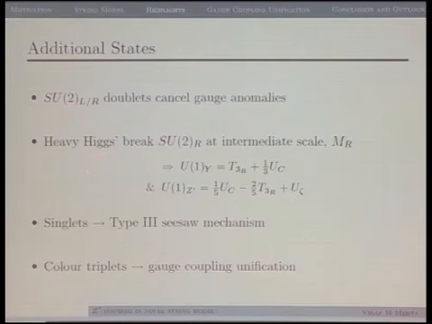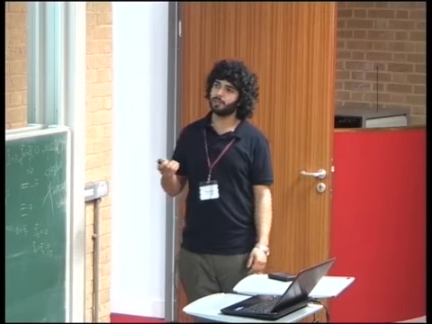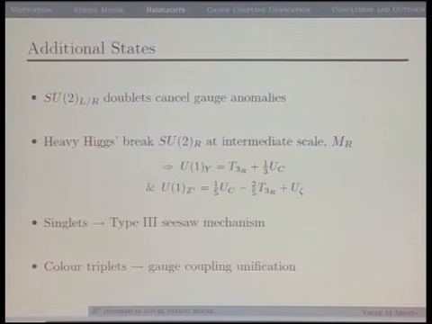We require a heavy Higgs in order to break our SU(2)_R symmetry. That'll break at some intermediate scale and give us our hypercharge embedding, and the orthogonal combination will give us our light U(1). We have singlets in the model from the string states that will allow us to incorporate a type 3 seesaw mechanism in the model. And we also have additional color triplets that originate from twisted planes, as do these doublets. However, these must originate from different twisted planes.